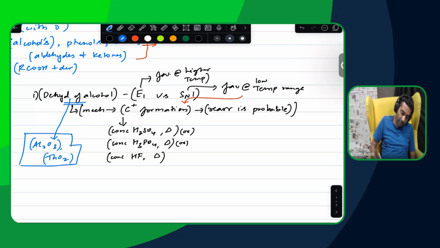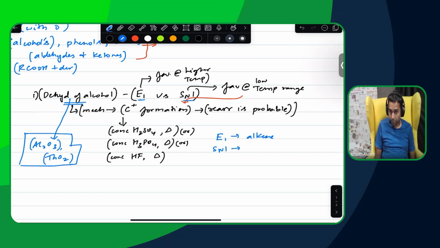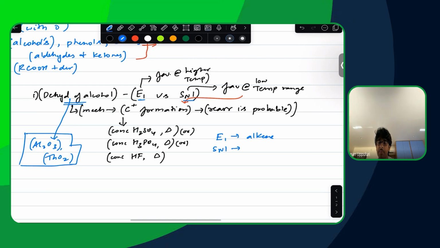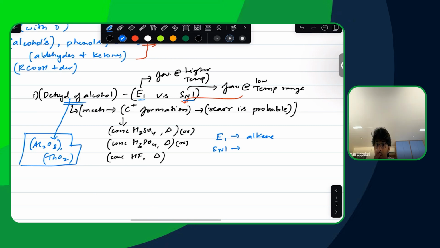So dehydration of alcohol is absolutely going to be a fairly critical reaction. In this dehydration of alcohol, the E1 will result in an alkene as the product obtained. And the SN1, what does that result in as a product? SN1, replace. What will happen there? What is the product? Alkene? No, think.